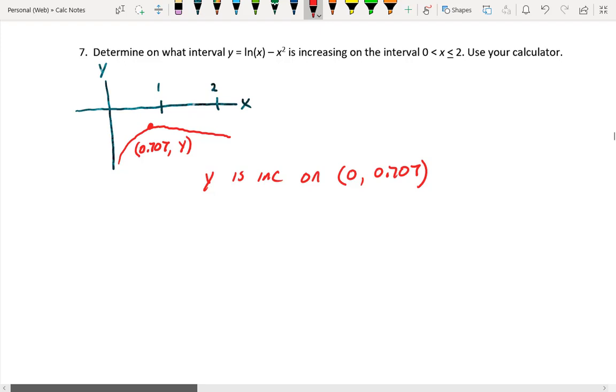We could also do this by hand, and I would encourage you to do it by hand by taking the derivative, setting the derivative equal to 0, looking for your critical points and that kind of thing. Good exercise in doing that. But since it said to use our calculator, we're just going to leave it there for today.